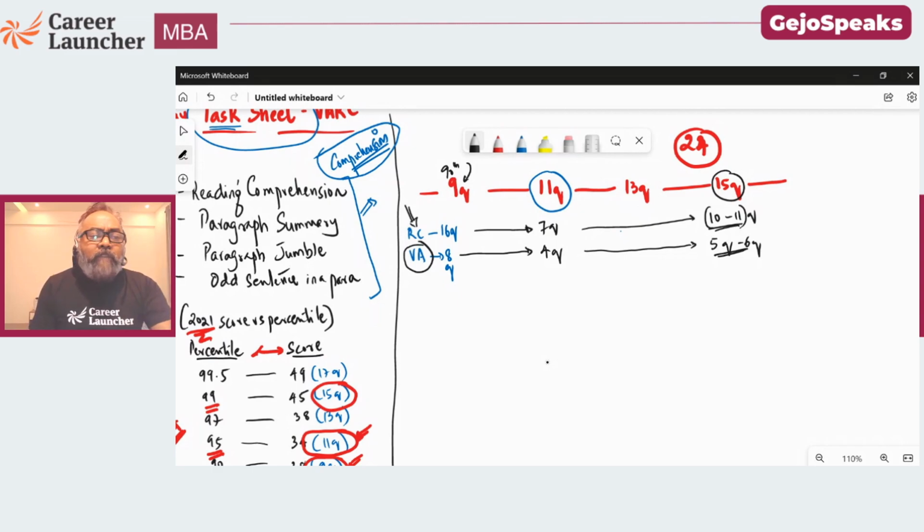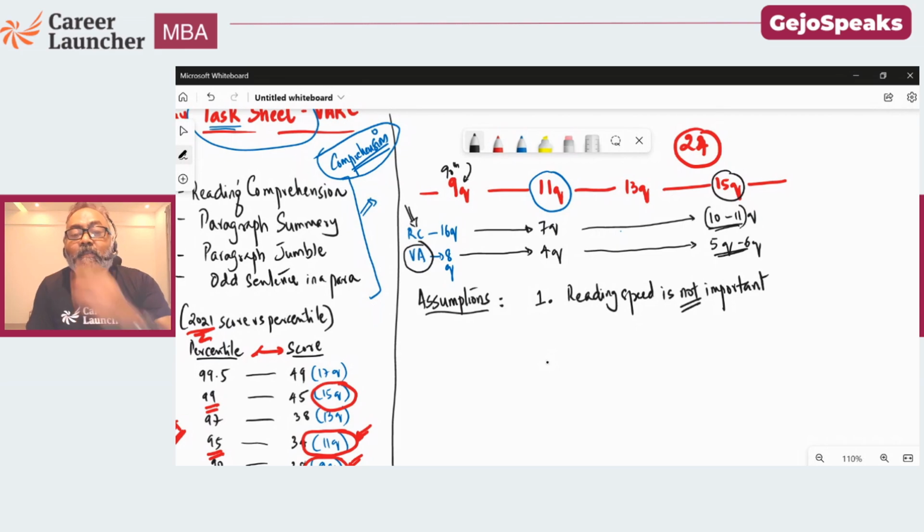Once you've identified this, let's create a simple action plan. To create a simple action plan, it is important that we make certain assumptions. So we have to list down some assumptions or presuppositions. The first assumption we'll have to look at is that reading speed is not important.